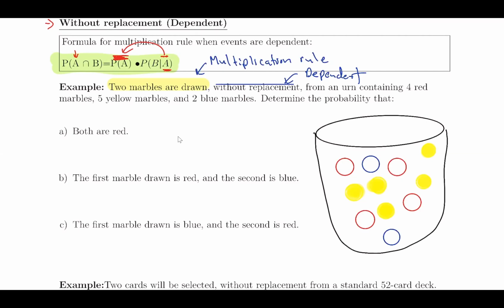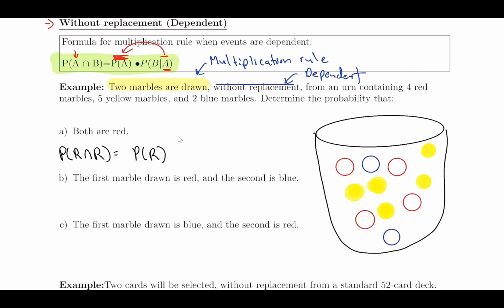All right. So if you look at part A, it says both are red. So that means I want both of my selections to be a red marble. So we want the first one to be red and we want the second one to be red. Cool. So which color should the first one be? Very good. We got that one right. So we know the first one should be red, correct?